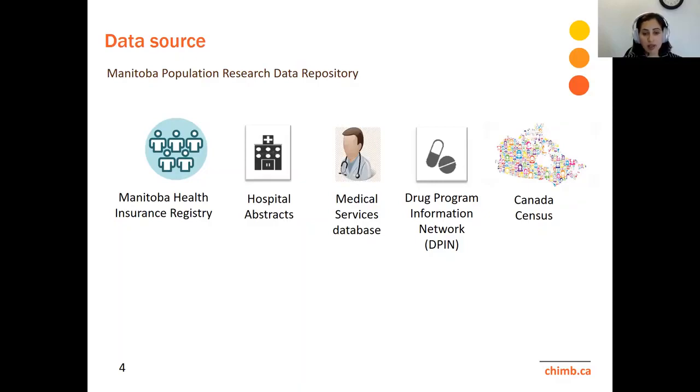The hospital abstracts and the medical services databases were both used to identify the exposure, which was sibling MOF history, the outcome, which was incident MOF in the cohort members, and also the covariates. The Drug Program Information Network, which captures outpatient drug dispensations, was used to identify some of the covariates. Canada Census was used to create an area-based socioeconomic measure.